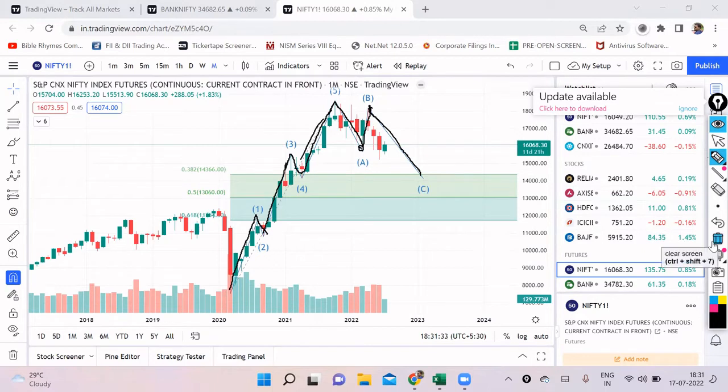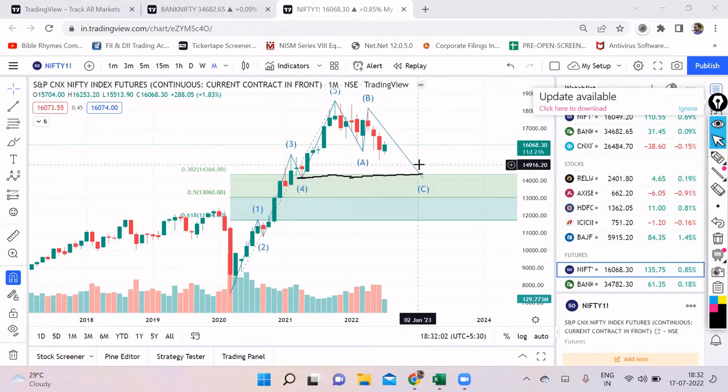After this C formation is done, a new impulsive wave begins. Again you see 1, 2, 3, 4, 5. That's how the market moves. And if you look at Nifty, the C wave, the corrective wave, ideally should take support at this point. So what is that point? The low is 14,155.